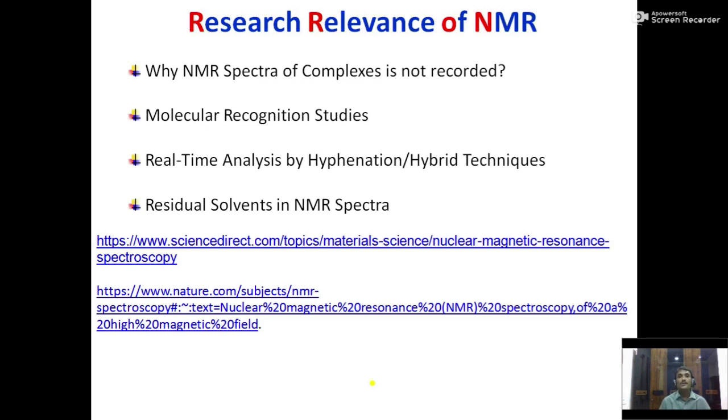We have to focus on the residual solvents in the NMR spectrum. Suppose you have prepared your compound in DMF. In your NMR spectra, which you have recorded in DMSO, the residual peak of DMF may be left. One research paper is there on those residual solvent peaks. I have given the bibliography in which that research paper is mentioned, which tells you about the different residual solvent peaks left in NMR spectra. For further research relevance of NMR, I suggest you explore these two sites.